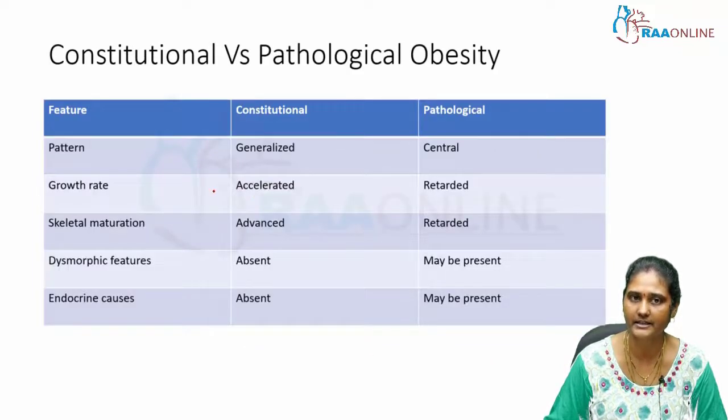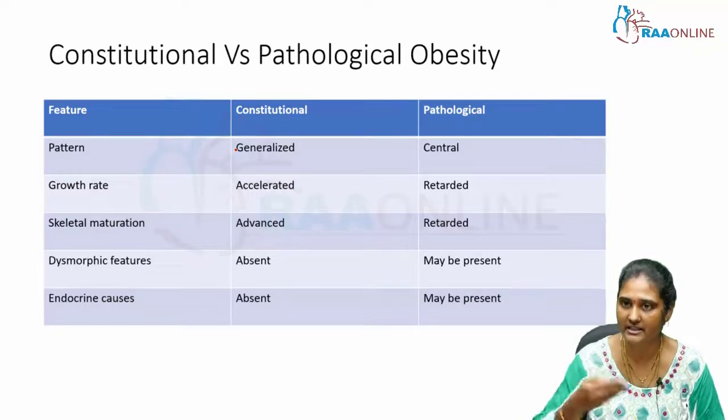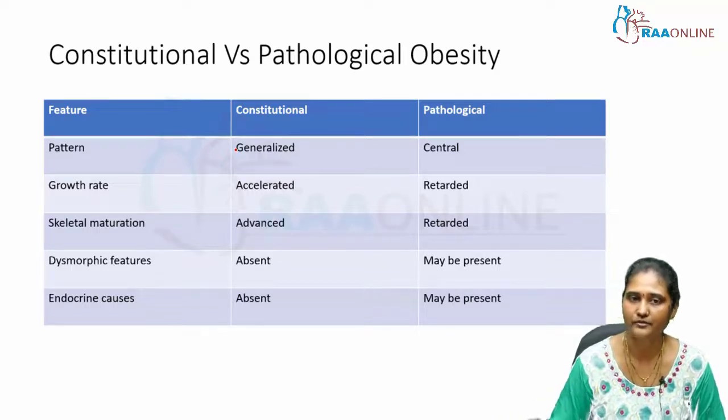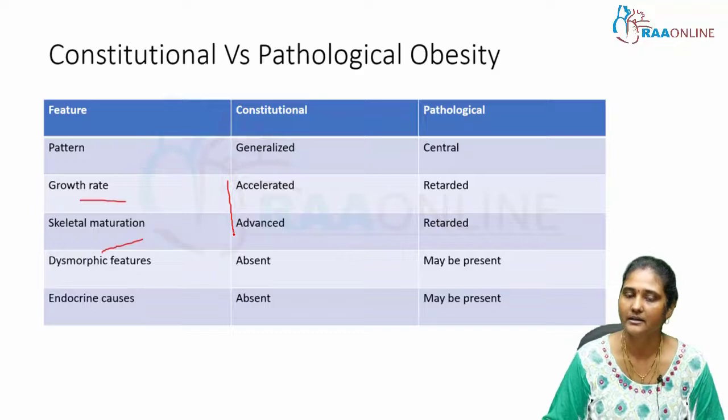In general, constitutional obesity is more physiological and the second is pathological. Most children with obesity do not have any organic cause. It is mainly an imbalance between energy intake and expenditure. The growth rate and skeletal maturation will be normal in those kids. Even though they are obese, their height will not be affected. They will be tall only. So, this itself helps rule out whether it is physiological or pathological.